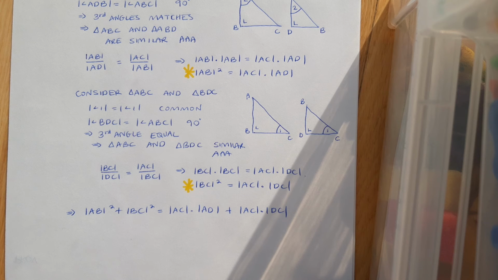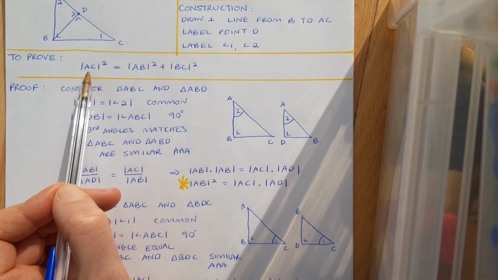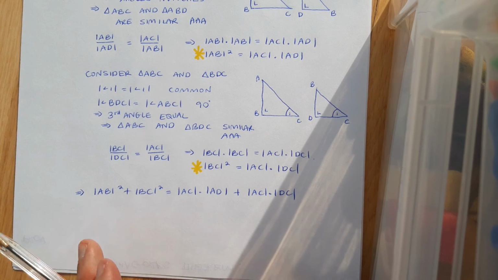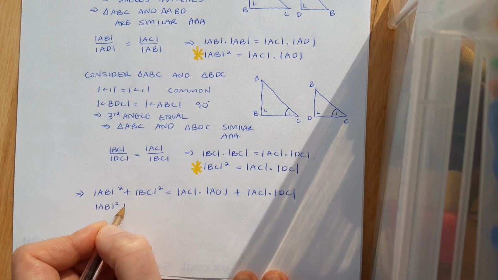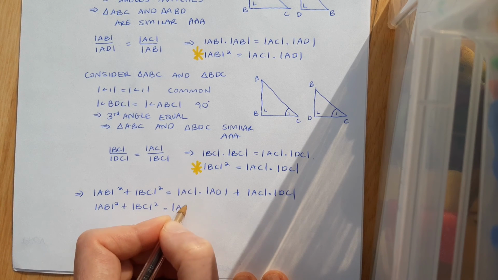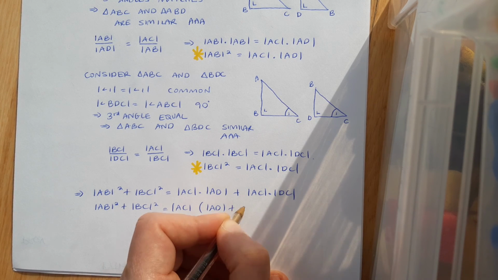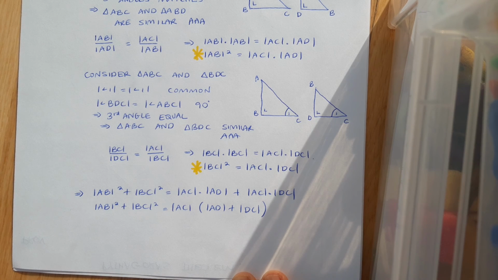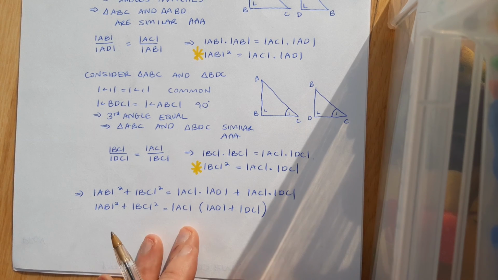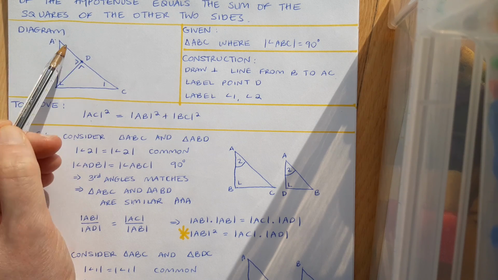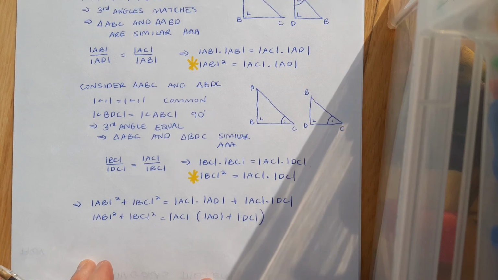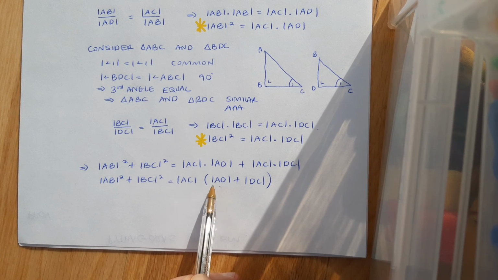So I'm stating that AB squared plus BC squared equals AC by AD plus AC by DC. Now, ideally, I'd like to be able to tidy up what I have over here. And as you can see in my to prove statement, what I'm missing at the moment is AC squared. So can I get that out of this? Okay, well, what I'm going to do is factorize AC out of both of these terms. So I'm going to say AB squared plus BC squared equals AC by AD plus DC. So how am I going to get this AC squared on the right hand side? Well, if I go back up and have a look at my original diagram again, I can see that AD plus DC is actually that whole side AC. So I'm going to be able to substitute AC in for this statement here.